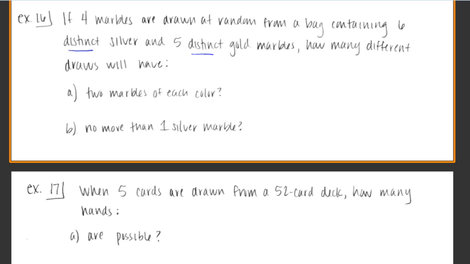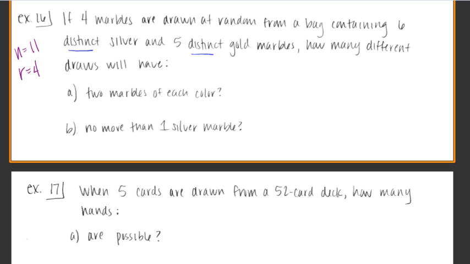Okay, so let's think about this. We're going to draw 4, so our R is 4 technically, and we have a total of 6. It looks like N is a total of 11 marbles, the 6 silver and the 5 gold. Okay, so how many different draws are going to have 2 marbles of each color? Well, let's think about it.